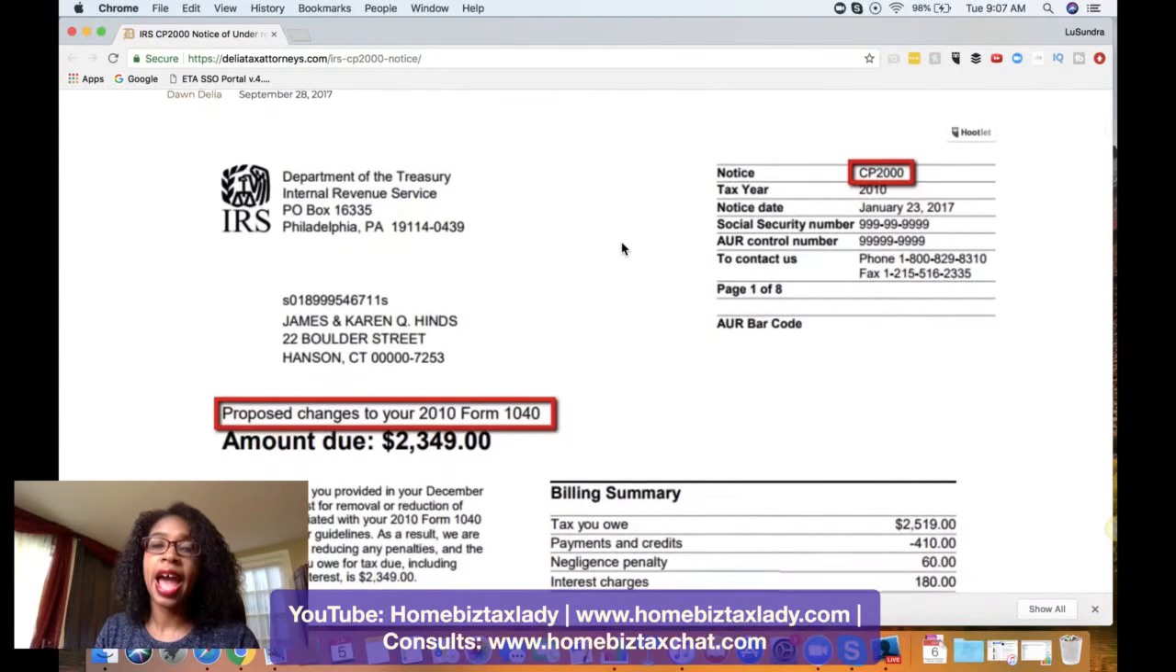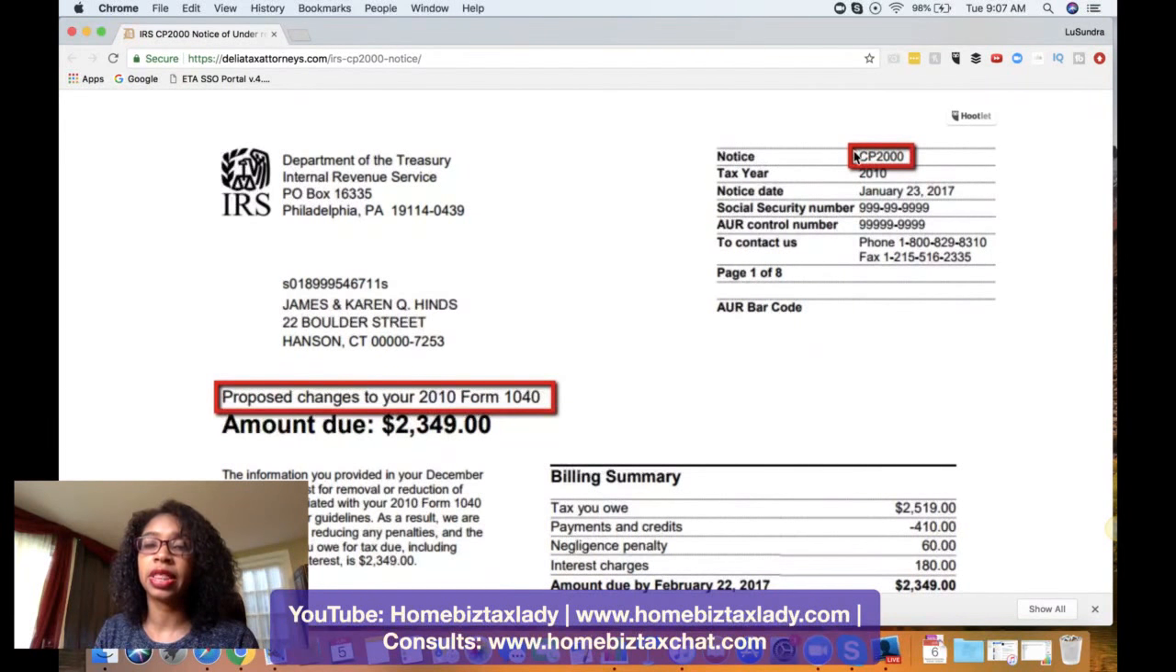IRS notices have this notice number right at the top. So this is where you see the CP2000. Now, there are other different types of letters, and there's a corresponding number for all of them. So generally speaking, even though we're just talking about a CP2000 notice today, generally all of the IRS forms follow this pattern. So you've got the notice number CP2000. Another one is a 3219. There's lots of them.